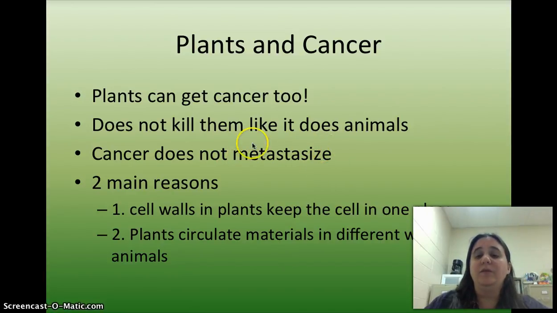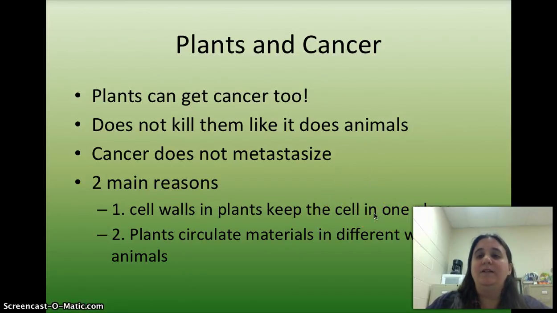Okay, so that's usually what causes animals to die from it, is they have a tumor, some of those cancer cells break off and they spread to other parts of the body, causing cancer in other parts of the body. While in plants, cancer does not spread or metastasize. And there's two main reasons for this. One is the cell wall in plants will keep the cells in one place because of that rigid cellulose cell wall. The cancer can't move.